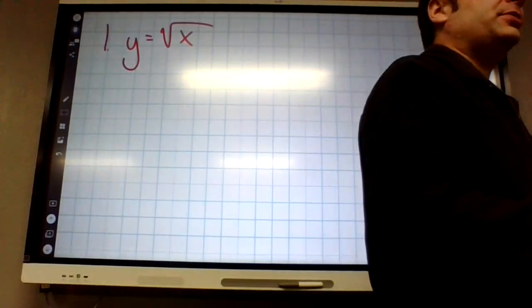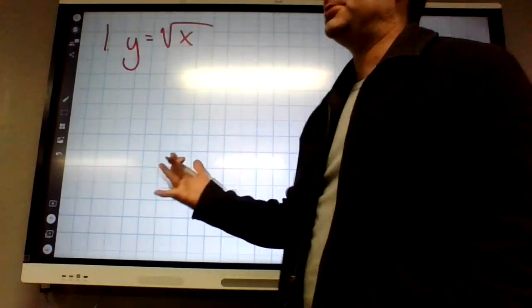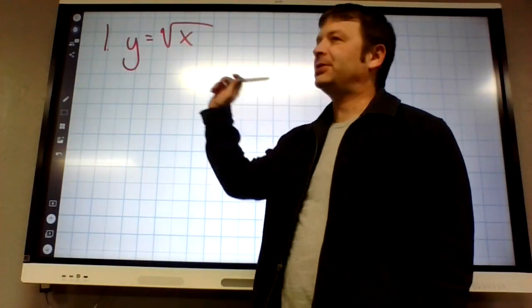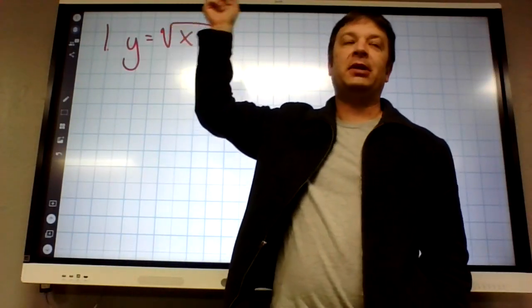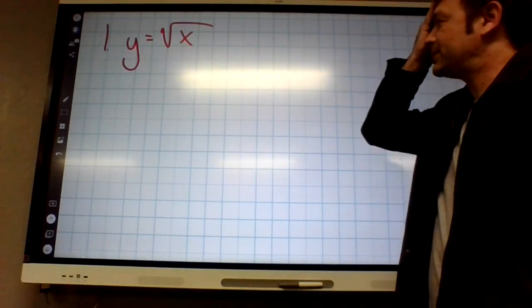This unit has been about square roots and radicals, and we've been simplifying, solving equations, all kinds of stuff. It's the last lesson, and it is graphing. So how do we graph the square root of x? That's what we're talking about.